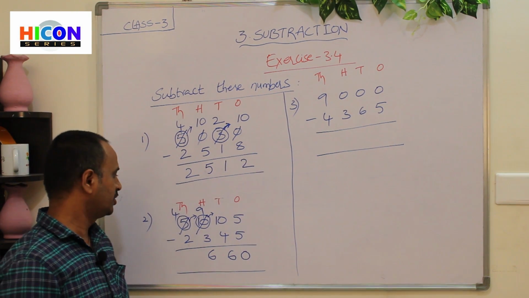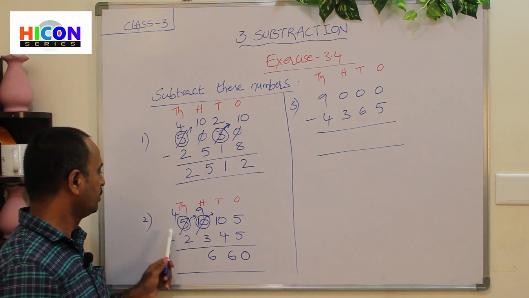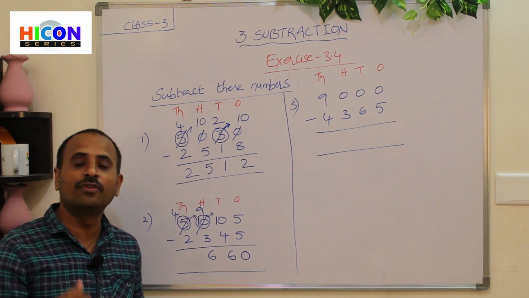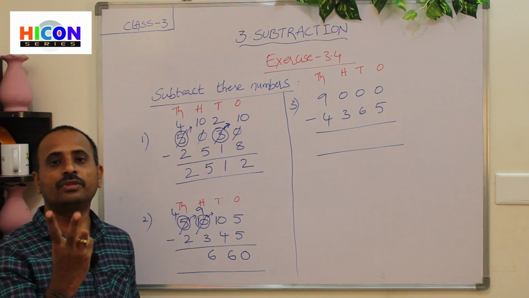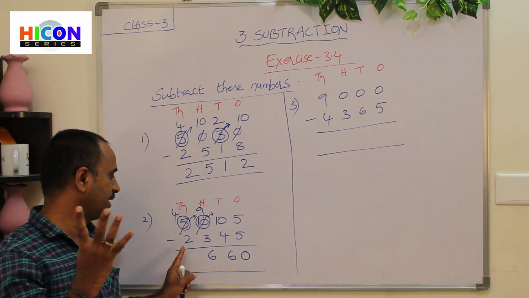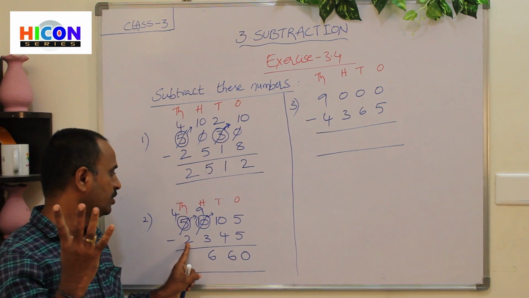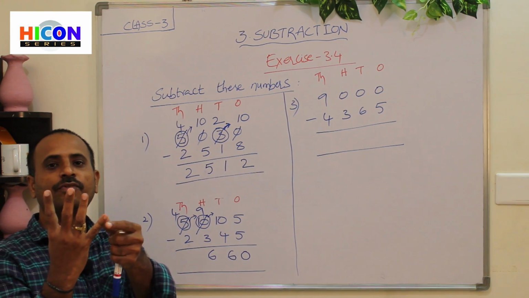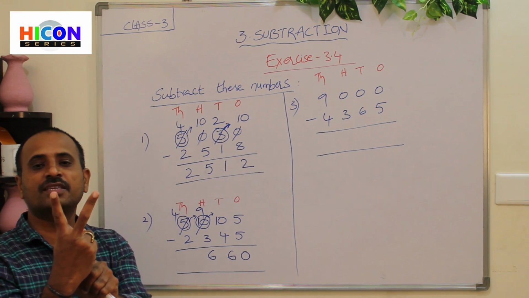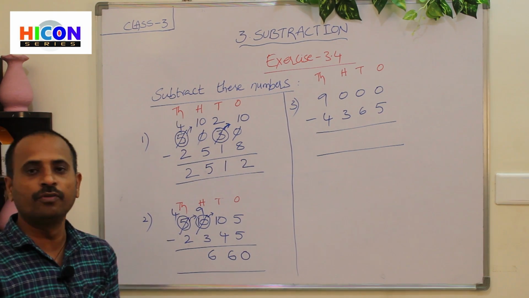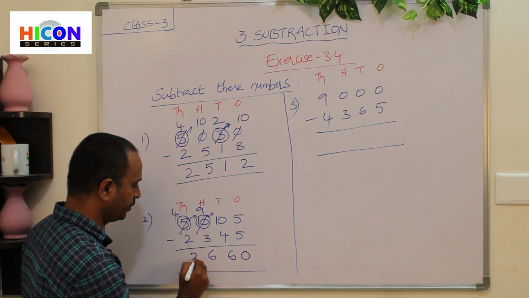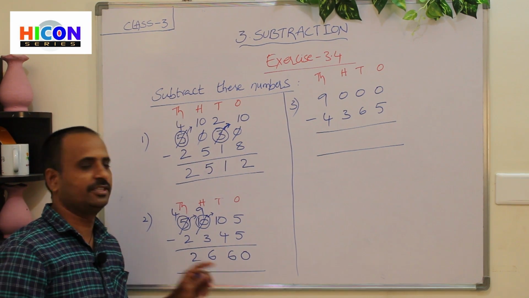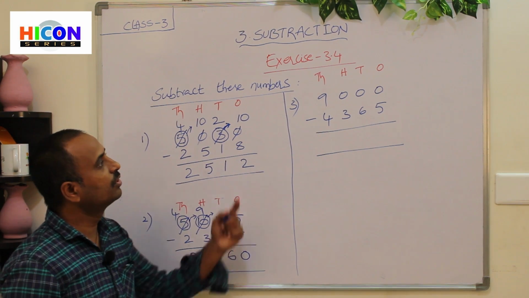Thousands place. So children, in thousands place, what are the digits present here? 4 and 2 are present in thousands place. So what is the first number? 4. So open 4 fingers of your hand. 1, 2, 3, 4. What is the second number here? 2. So close 2 fingers among these 4 fingers. 1, 2. So children, how many fingers are remaining? 2 fingers are remaining. So write 2 under thousands place. So the answer is 2616.